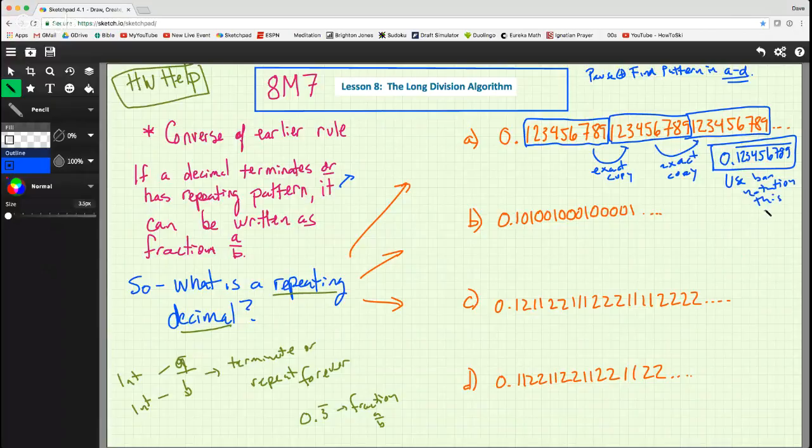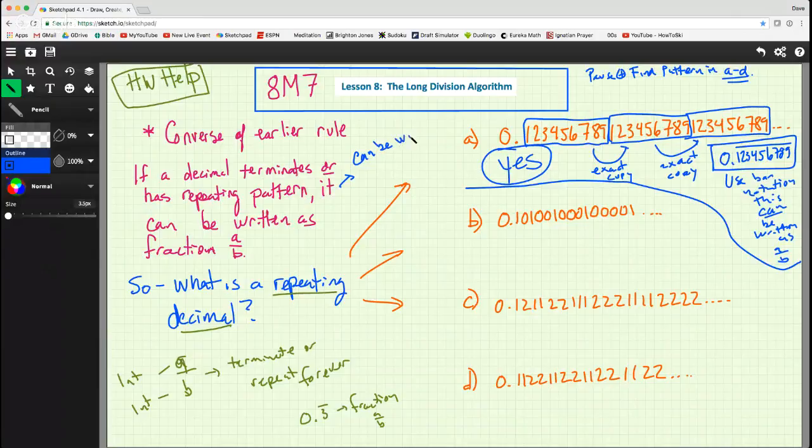Because I can use bar notation, this can be written as A over B. We're not going to do it, but this is a yes. This can be written in bar notation. Okay, that's what we're looking for.